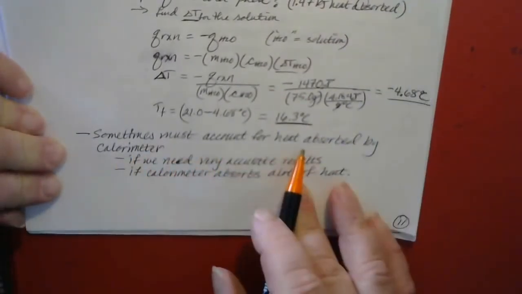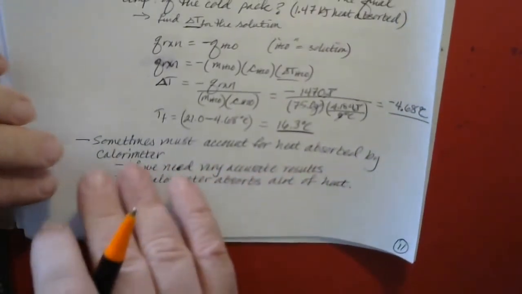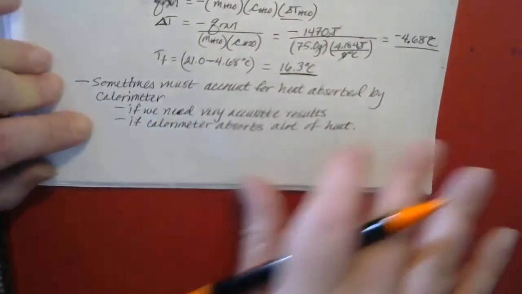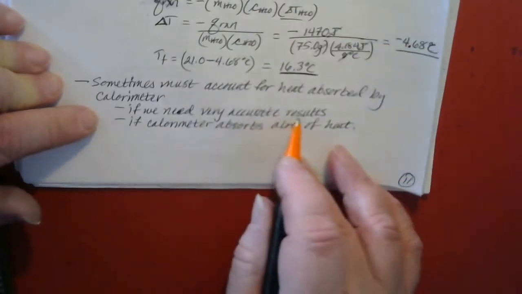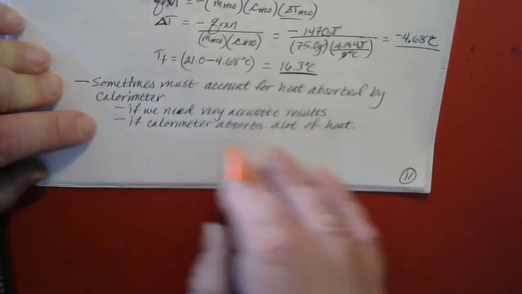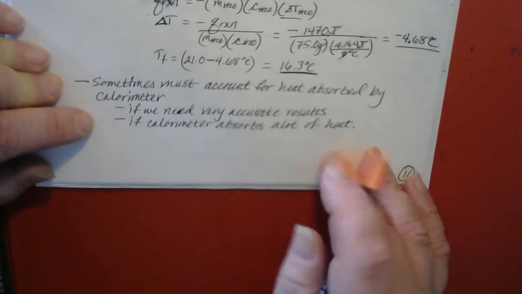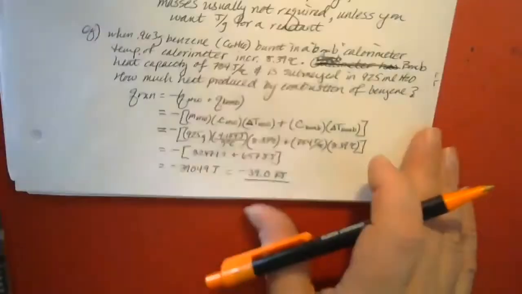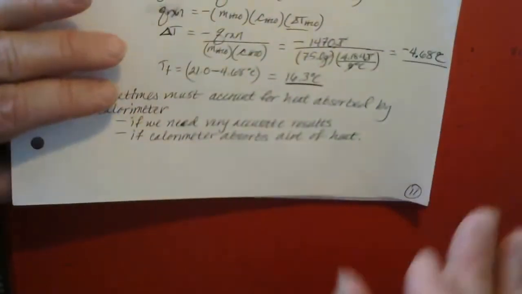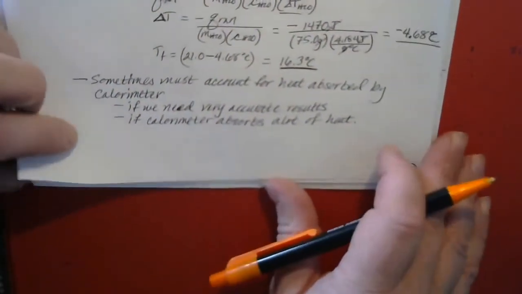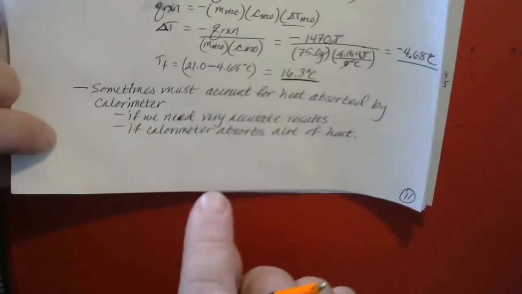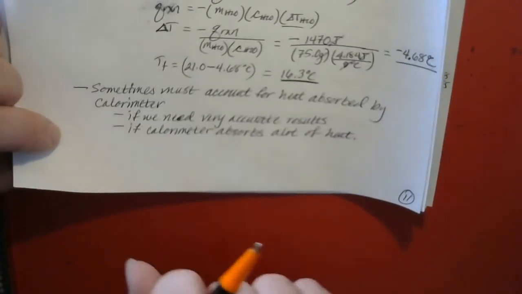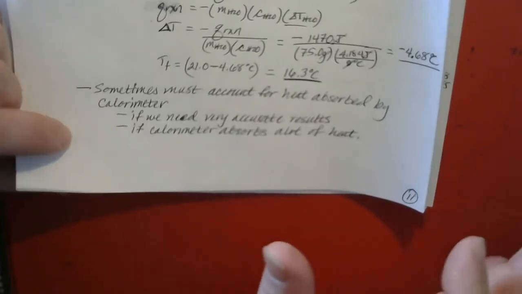Okay, so sometimes you do have to account for the heat absorbed by the calorimeter. And that would be, for instance, in cases where you need really, really accurate numbers, or in cases where the calorimeter absorbs a lot of heat. The examples we've been doing so far have been examples where the calorimeter doesn't absorb a lot of heat. But there are some examples of specific types of calorimetry where the calorimeter does absorb a lot of heat, and there's really no way to get around it.